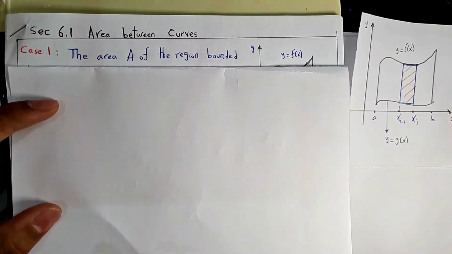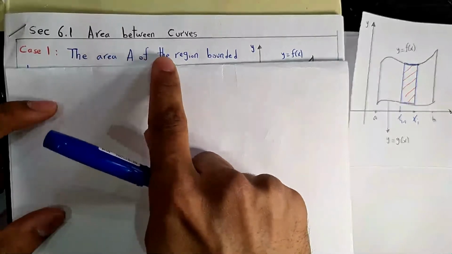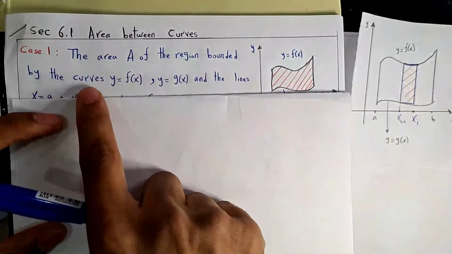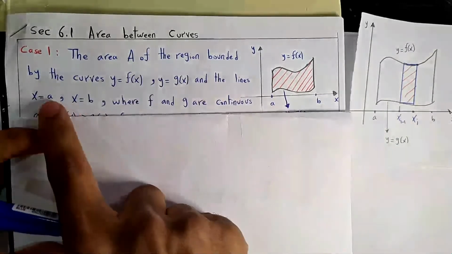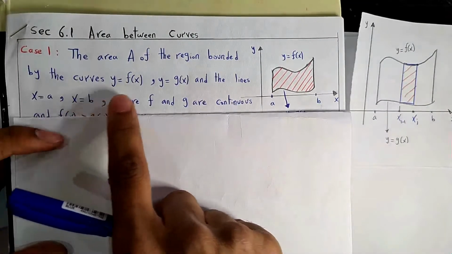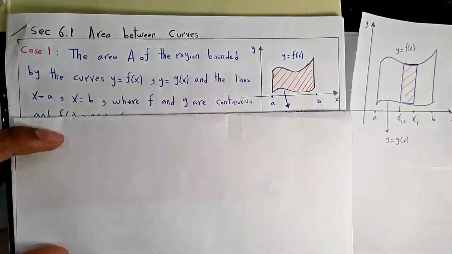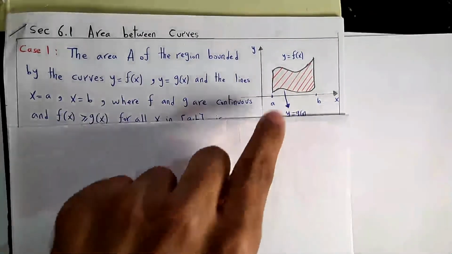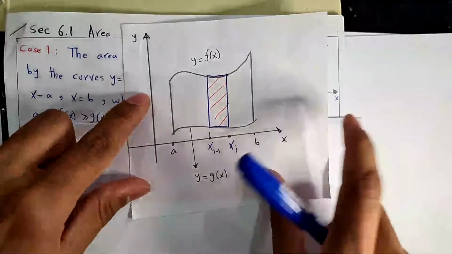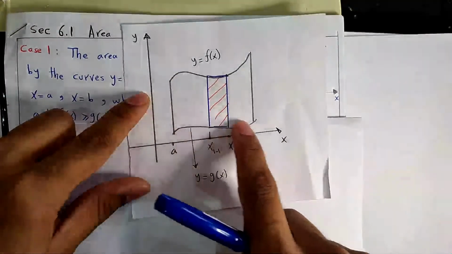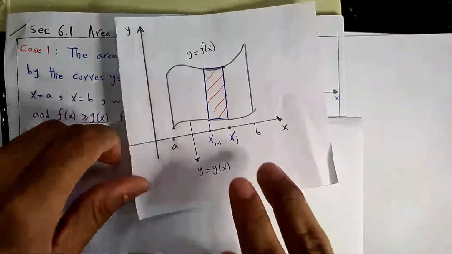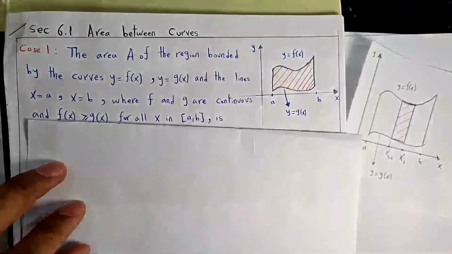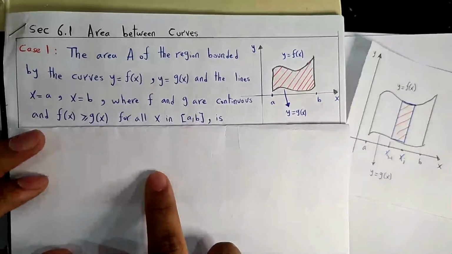Case number 1, the area A of the region bounded by the curves y equal f of x and y equal g of x and the lines x equal to a, x equal to b, where f and g are continuous. In fact, you can see this figure or this one. As I said, this is y equal f of x, this is y equal g of x, this is x equal to a, and we close it by x equal to b. Well, and also f and g are continuous. I think these are clear.